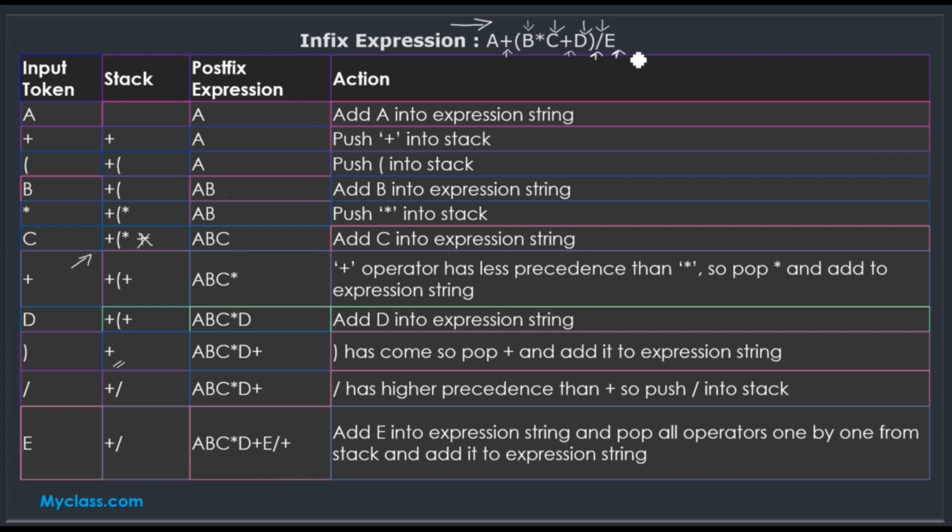Now we have reached the end of the infix expression. After that we check whether the stack contains another element or not. Yes, the stack contains two more operators. So we pop all the operators from the stack. We pop division first and add it into the postfix expression. Then we pop addition and add it into the postfix expression. So this is the equivalent postfix expression for our infix expression. Okay, hope it is clear now.